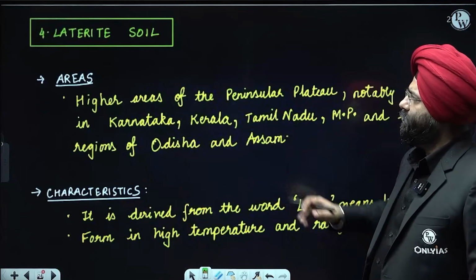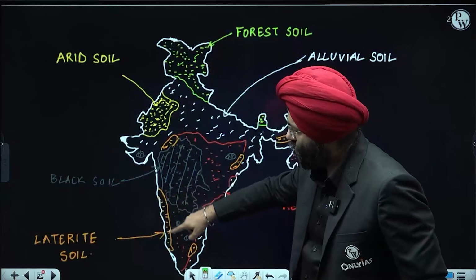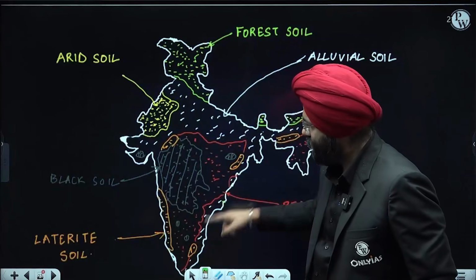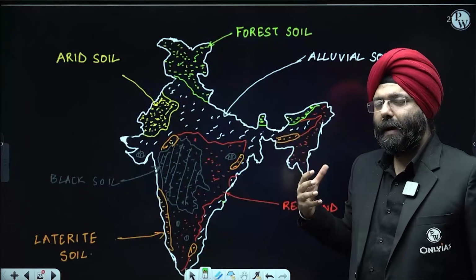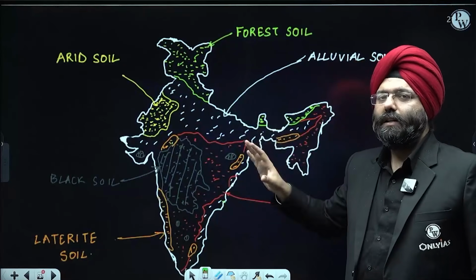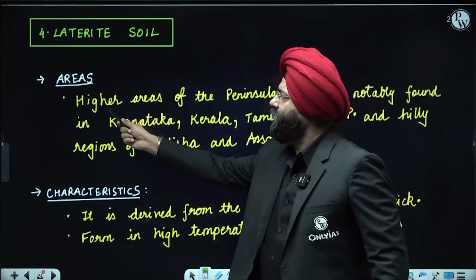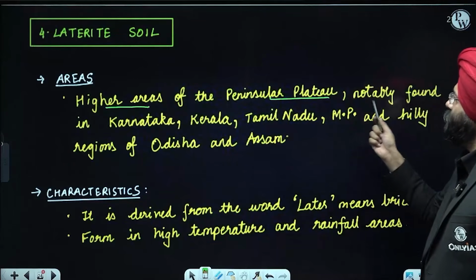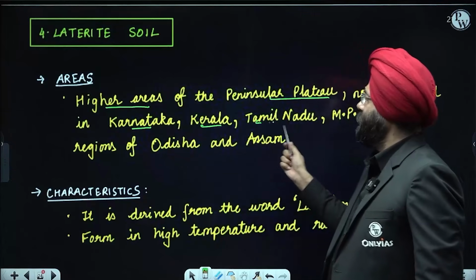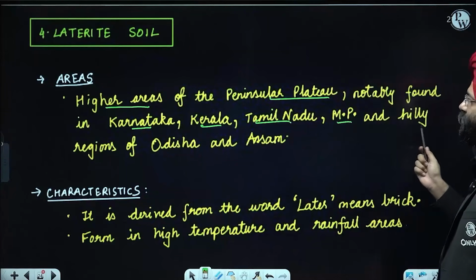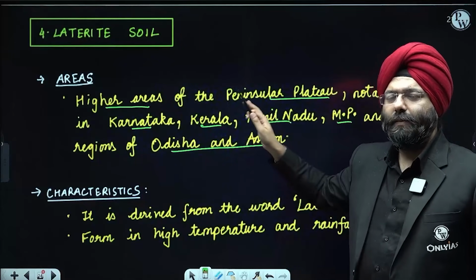Next is the laterite soil. If you see the laterite soil, this region that is in orangish, this is laterite, this is laterite, this part also, and this part also. So by looking at the map itself, you know what the regions are where it is present, right? Let's move ahead. Laterite soil: higher areas of the peninsular plateau, notably found in Karnataka, Kerala, Tamil Nadu, Madhya Pradesh, and the hilly regions of Odisha and Assam, as you've already seen in the previous part of the map.